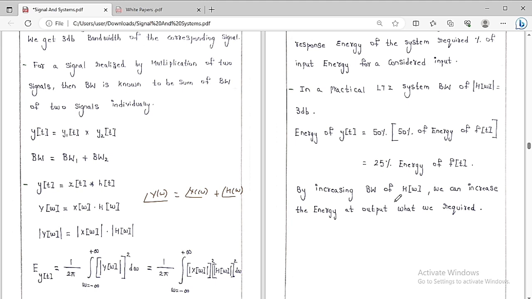So suppose we are going to increase the bandwidth of H of omega. If you increase the bandwidth of H of omega, it means more frequencies are going to pass from input to output. More frequencies passed means a greater amount of energy we are going to get.